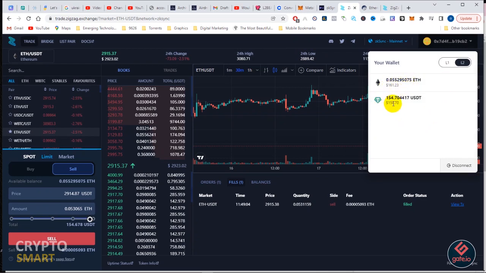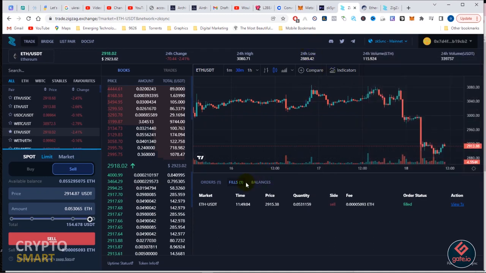I have 161 Ethereum and I have 154 USDT. Is that right? So in layer two, is that okay? In layer one, I have only $3, but in layer two, I have this. This is actually so awesome. I'm just going to buy ETH back using the USDT I have in my account.